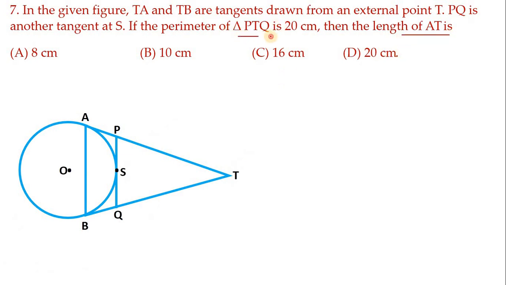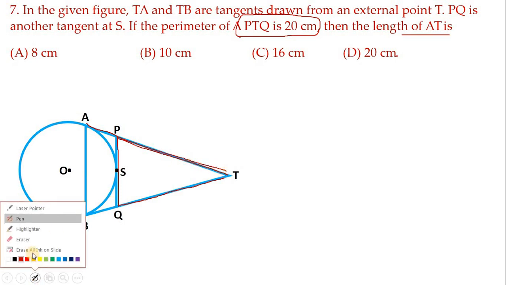So before that they said PTQ perimeter is 20 centimeter. Where is PTQ triangle? This one. This triangle. PTQ. This triangle perimeter is given. What do you mean by perimeter? The sum of all sides. So that is 20 centimeter. We have to find AP. TA length means this full length we have to find. So carefully understand this one.